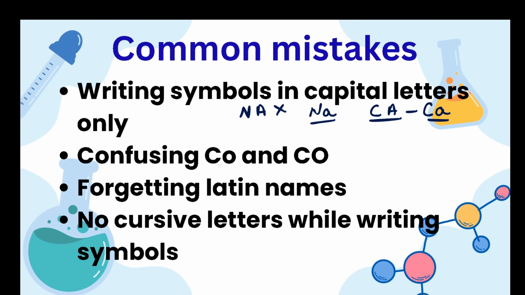Now some of you get confused while writing cobalt and carbon monoxide. Cobalt is an element, because when we are writing an element, the second letter is a small alphabet, and carbon monoxide is a compound. So in carbon monoxide, both the letters are capital letters, CO. So that is the simple difference when we write cobalt and carbon monoxide, which you need to keep in mind while you write these symbols.